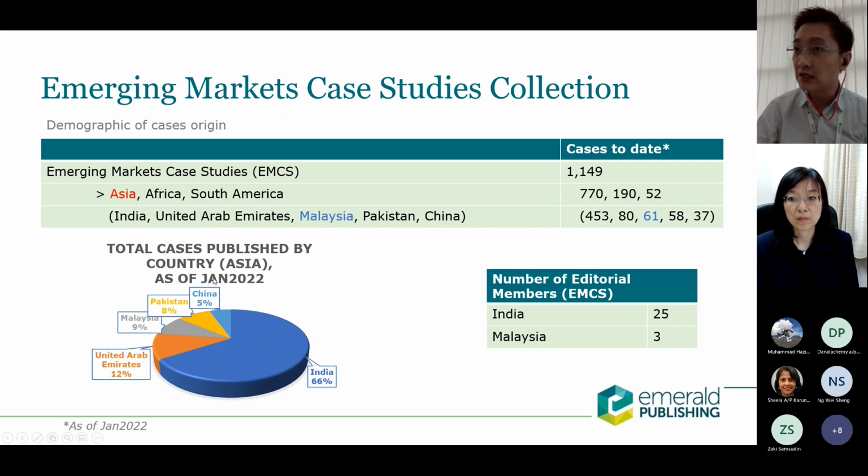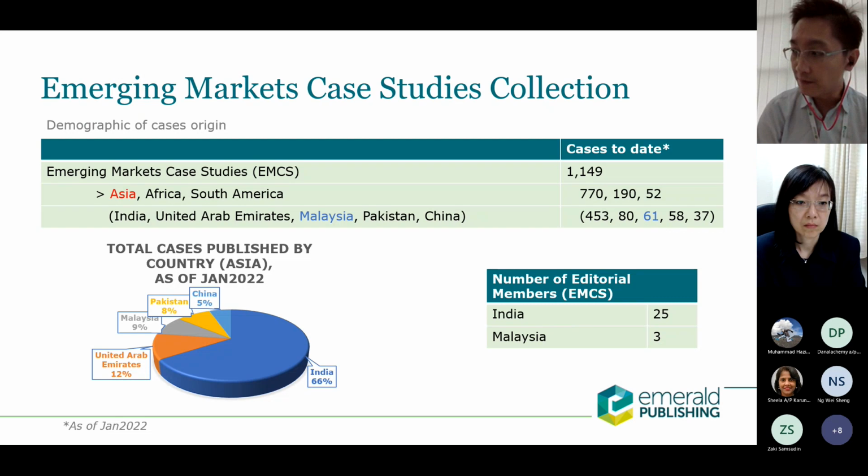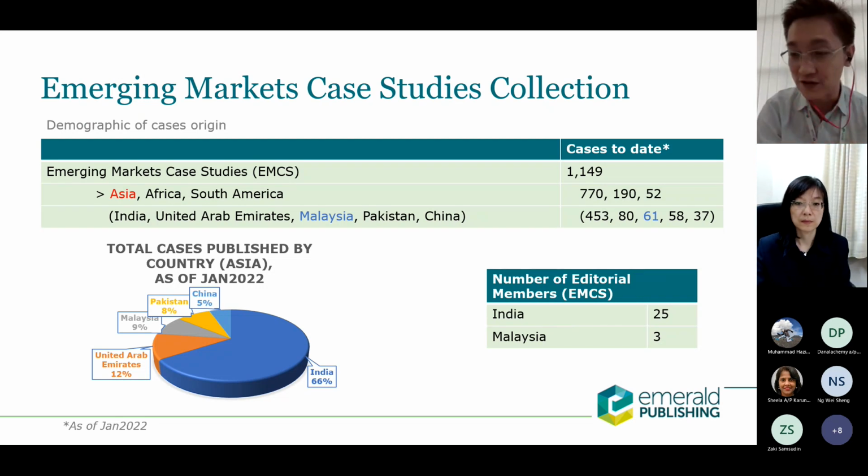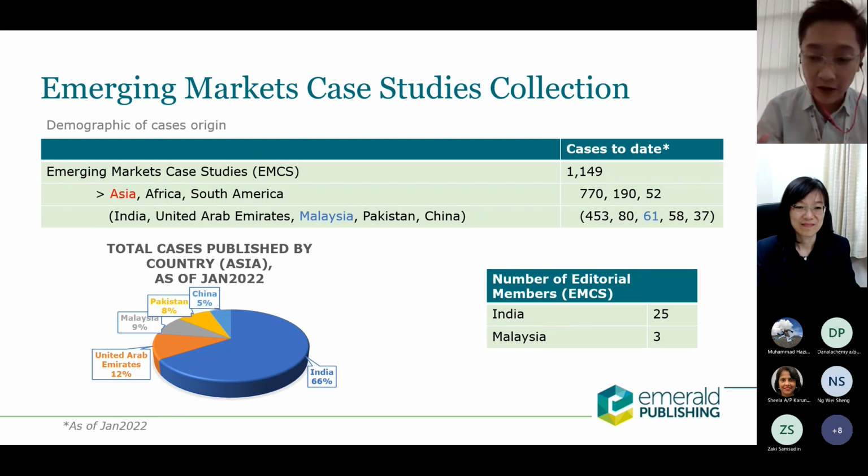So you can see the total cases published by country in Asia. As of January, India has 66%, followed by the UAE at 12%, and Malaysia at 9%. Now what does it mean again? It simply means there are a lot of stories coming from Malaysia here. Probably you have seen cases from AirAsia, Malaysia Airlines, the call centers that Prof. Ho has written about, and Telecom Malaysia. These are some familiar company names that would facilitate teaching and learning.